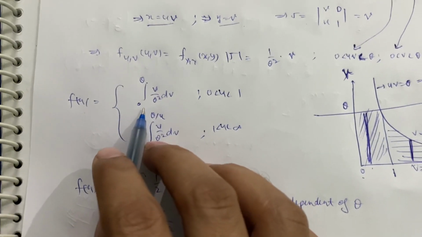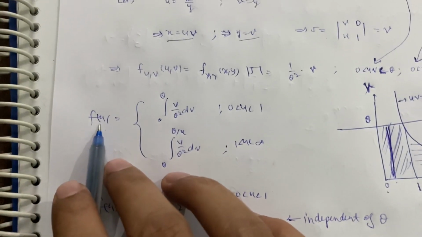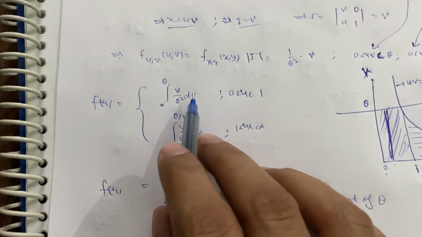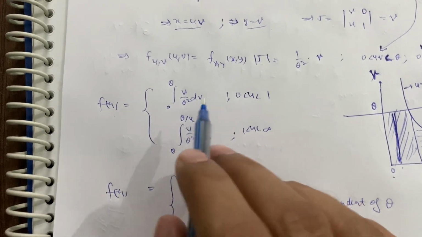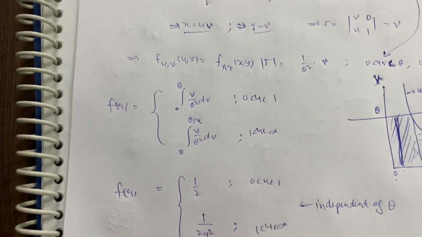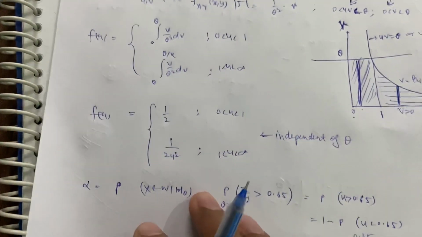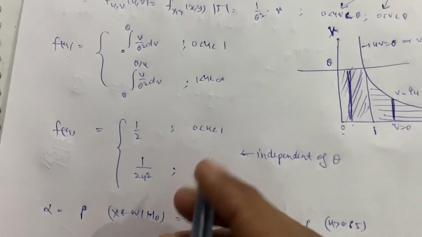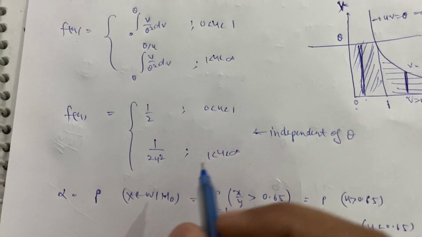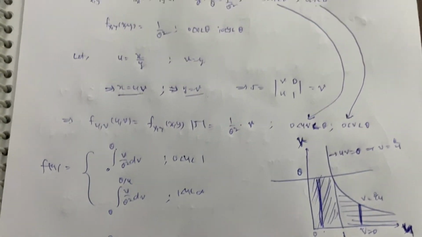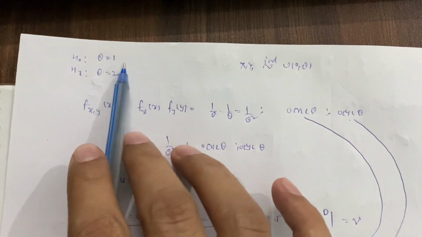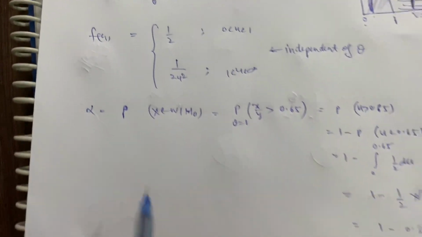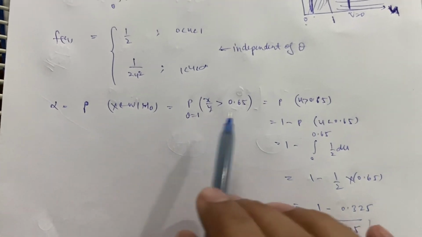So fu will be the joint density of uv integrated with respect to v, and the limits of v are like this. Okay, so if you solve this, then you will be getting this. But here you can see that there is no theta here. So it is independent of theta, which means if I put theta equal to 1 or theta equal to 2 here, our density will remain the same. So the type 1 error is this.